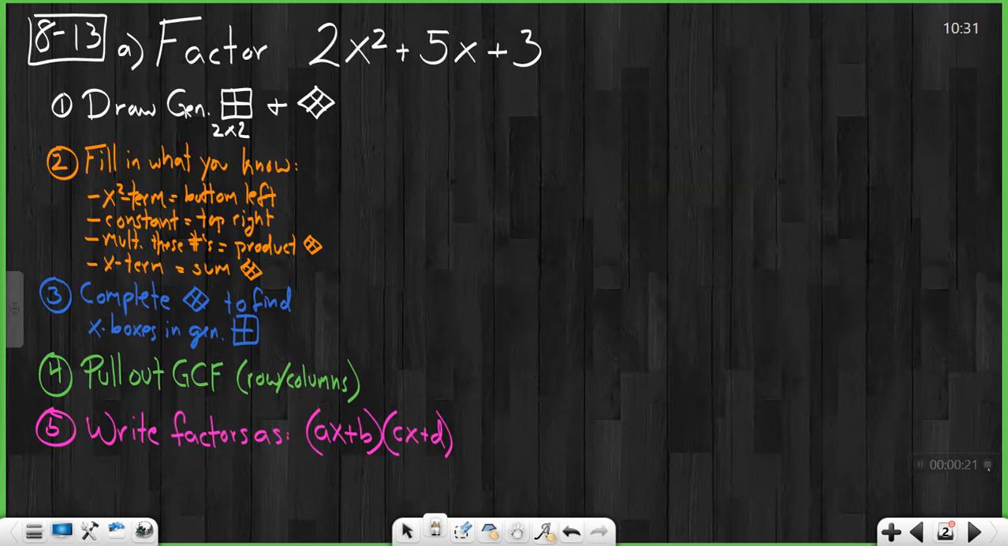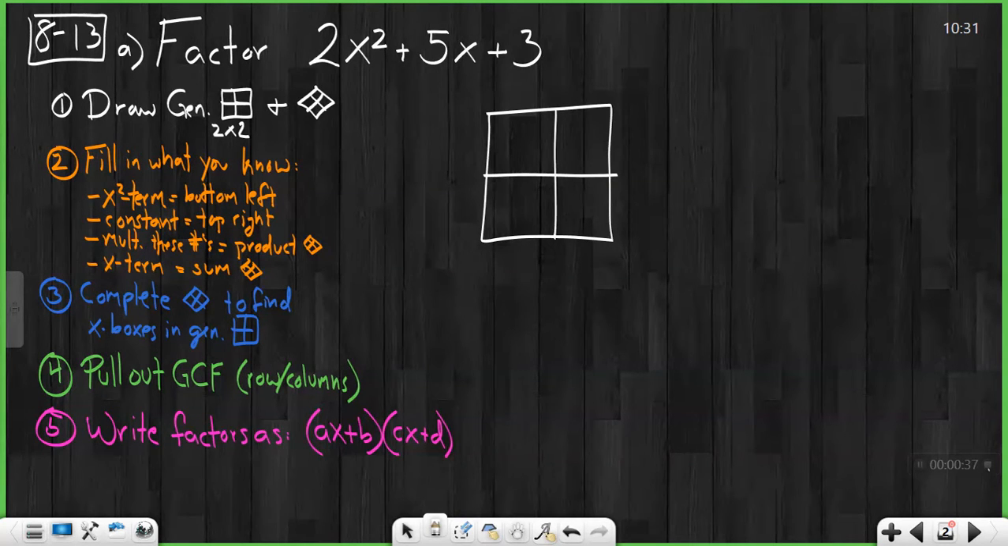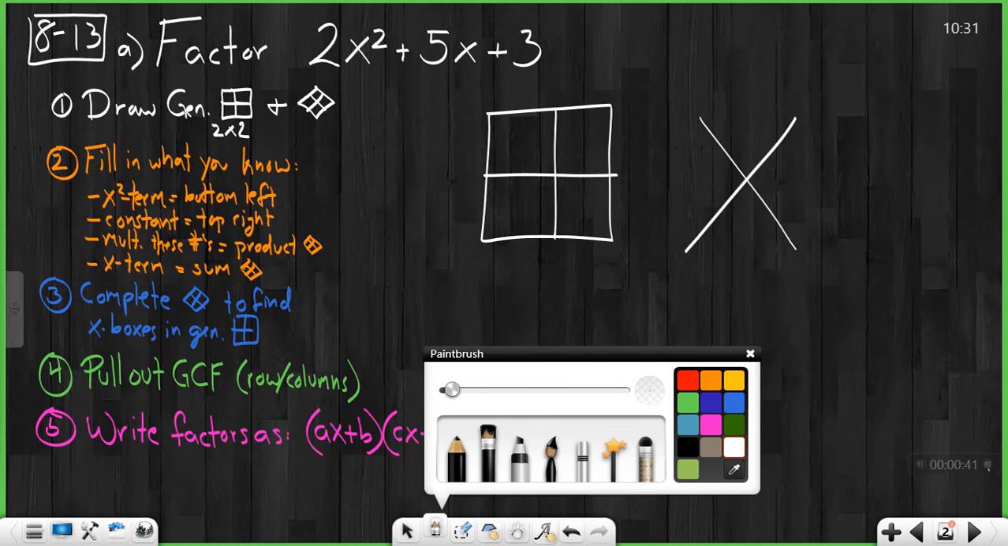But if I'm looking for just factoring this basically, we're going to get into it completely in a moment. I'm just going to start with step number 1. Draw a generic 2x2 rectangle and diamond problem. And I've color-coded my steps so you can see that as I draw this 2x2 generic rectangle and my diamond problem, it's in white.